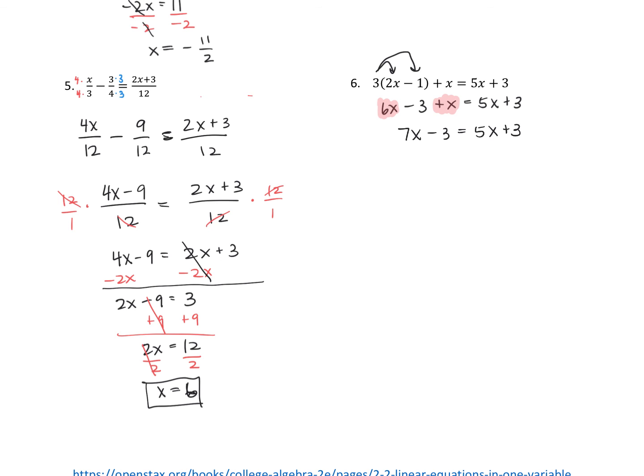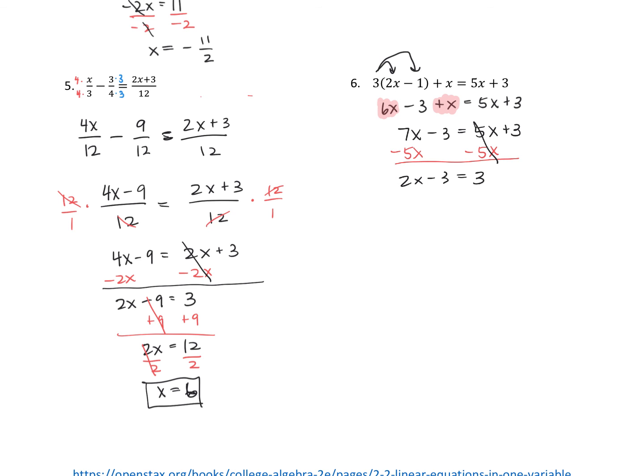So again, I want to get all my x's to the left, all my constants to the right. So I'm going to move my x's to the left. So minus 5x. That will zero out the ones on the right, and it'll leave me 2x on the left minus 3 is equal to 3.